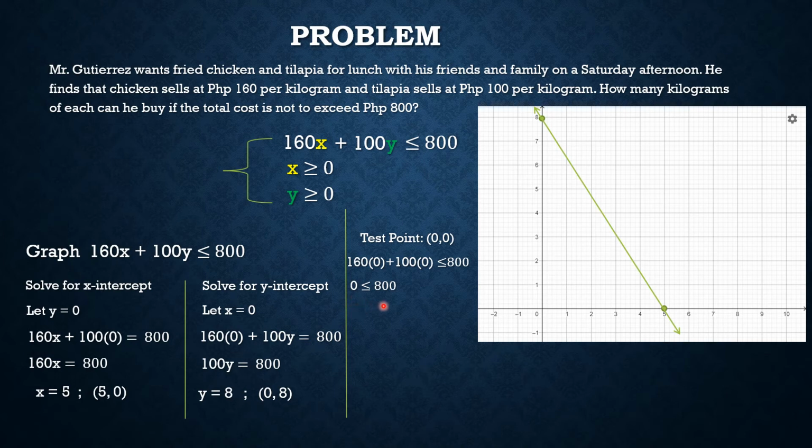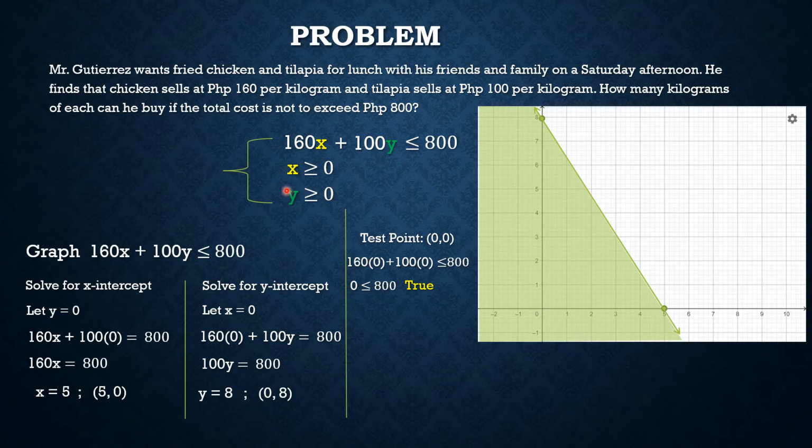And then we have to ask ourselves, is this true or false? Well, technically 0 is less than 800, so technically this is true. So it means 0, 0 is part of the solution of the linear inequality at kailangan part siya ng shaded region. And so, ang ating shaded region must be dito sa part na yan. Ayan. Kitang-kita naman sa pointer na tinamaan ng shaded portion si 0, 0. Okay? Kasi nga, yung test point natin ay nag-true.